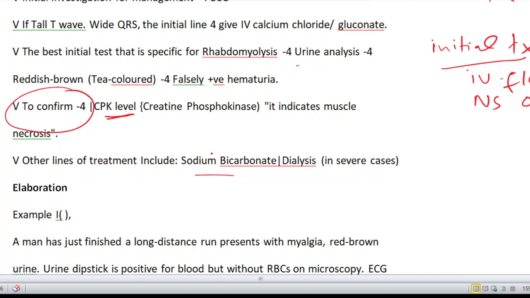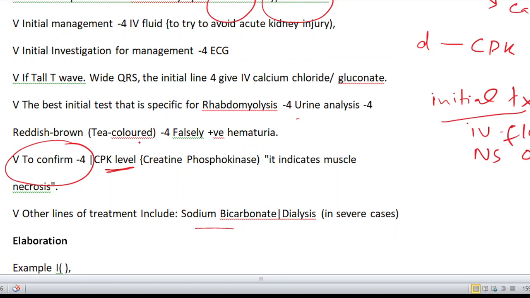First one is acidosis. This person can also develop acidosis. Metabolic acidosis can develop in severe rhabdomyolysis, secondary to lactic acid production from the ischemic muscles and the release of other organic acids.